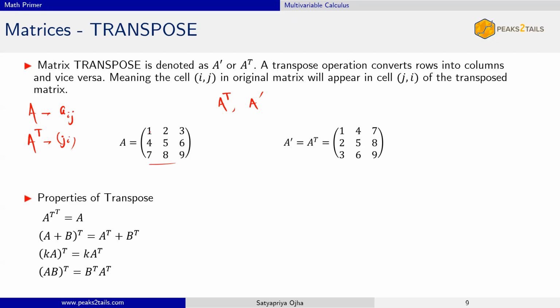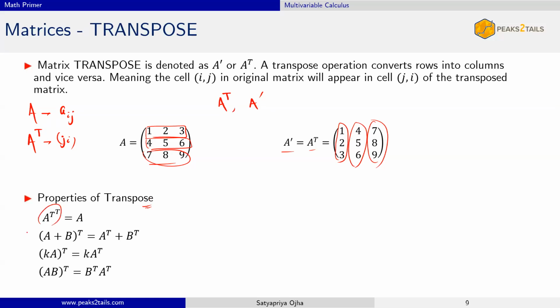Now let's do a quick example. So this is my original matrix. If you take the transpose, I do it like this. Take this 1, 2, 3, write it as the first column. Take the second row, write it as the second column, 4, 5, 6, and take the third row, write it as the third column. And that's it. Okay, simple stuff.